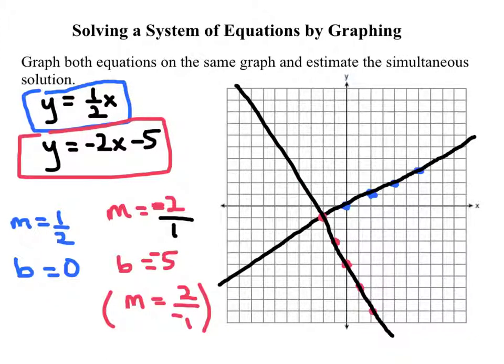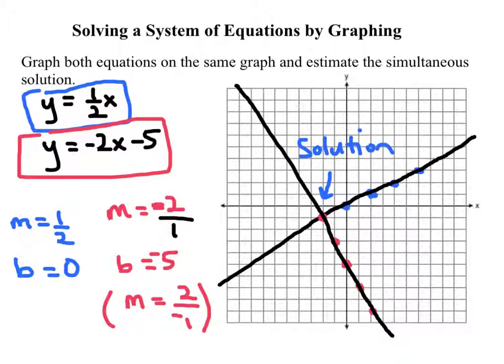And what I'm trying to do is estimate the simultaneous solution. So what that means is what point is common to each of the lines. And we can kind of tell where the lines intersect. That will be our simultaneous solution. So sometimes you'll see me point to it, or it's my solution.